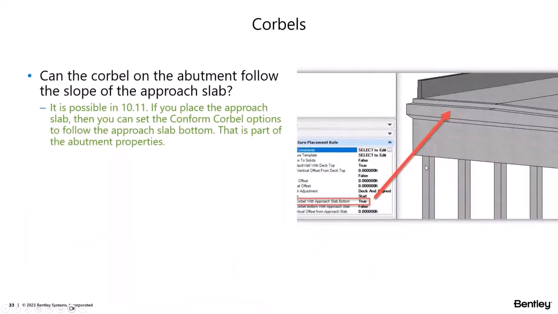Corbels on the abutments. So we've had corbels for a couple of versions here, but then the question came up, can that follow the slope of the approach slab? Yes, if you're using at least version 10.11, after you place the approach slab and you have a corbel on your abutment here, you can go back to your abutment and you can turn on a toggle in the properties there, make corbel or place corbel with approach slab bottom true or false. So if you set that to true, then that corbel will be crowned similar to the approach slab that it is underneath.